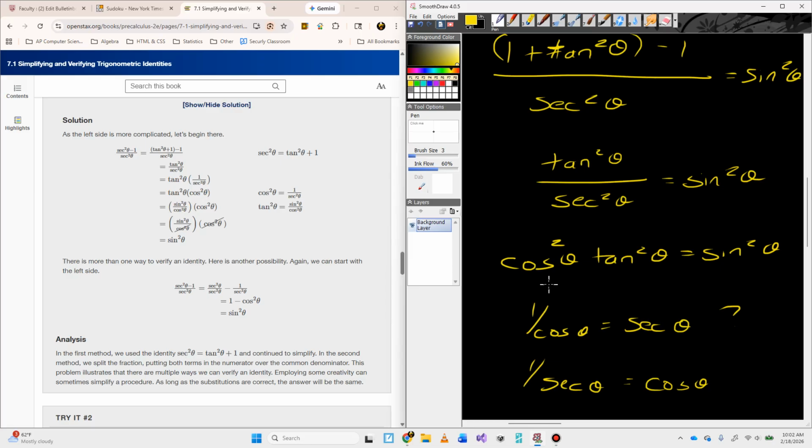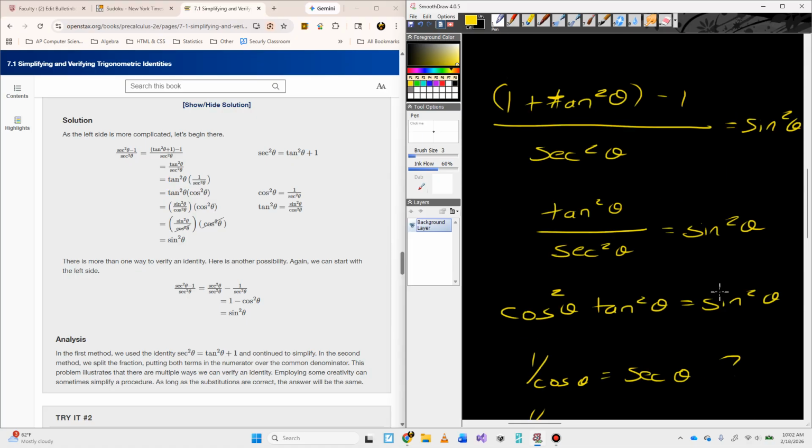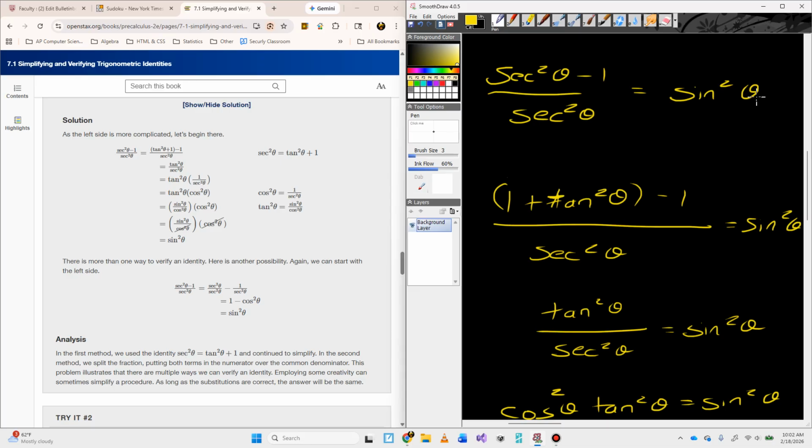And then we can rewrite tan, and I'm going to scroll down a little bit. I'm going to rewrite tan squared theta as sine squared theta over cosine squared theta, and recognize that these will in fact cancel out. And sine squared theta will in fact equal sine squared theta. This is true. So this particular identity is true.